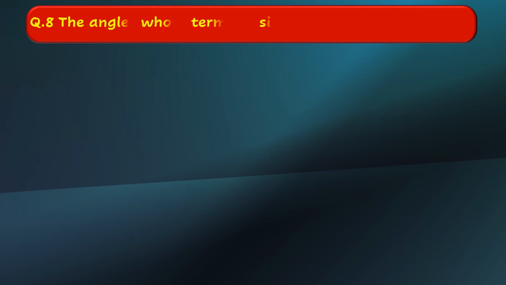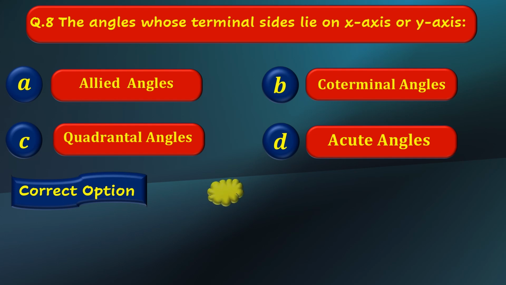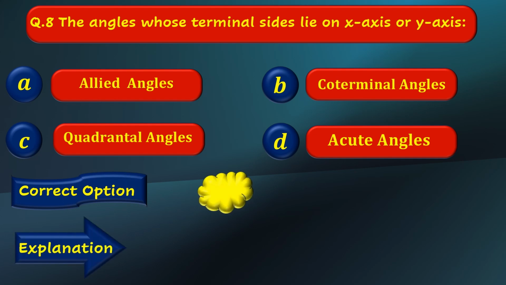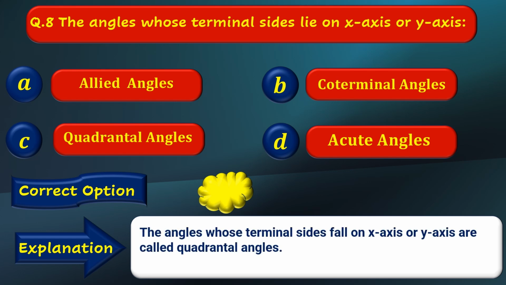Question number 8. The angles whose terminal sides lie on x-axis or y-axis are, and the options are. Let's find out which one is the correct option. But before that, let's explain it. We know that the angles whose terminal sides lie on x-axis or y-axis are called quadrantal angles. Therefore, the correct option is option C.